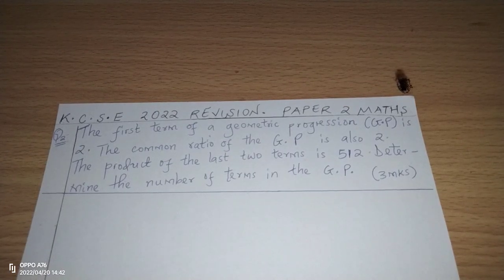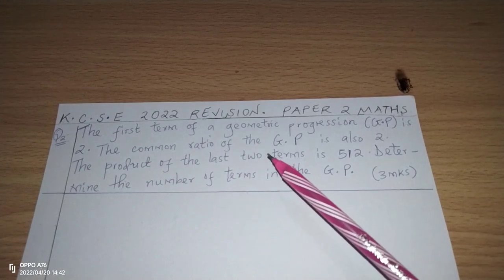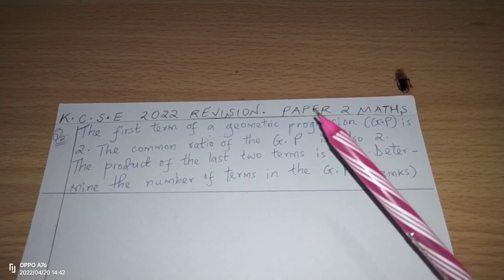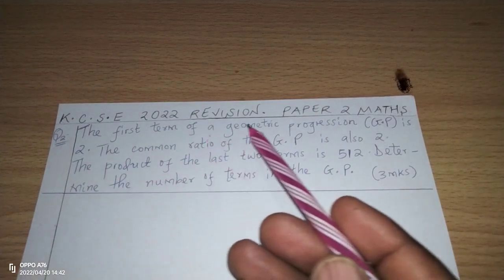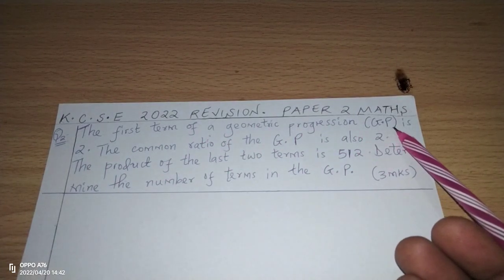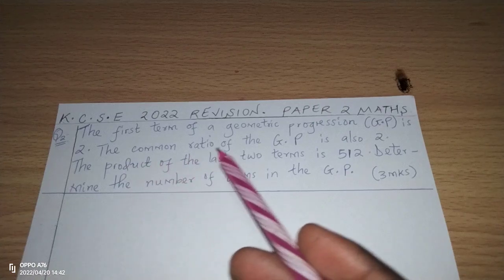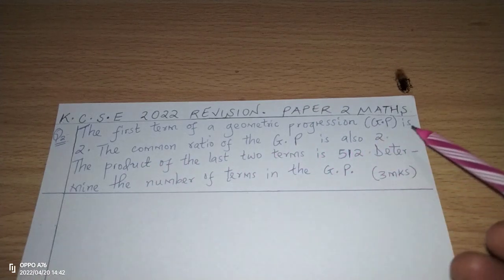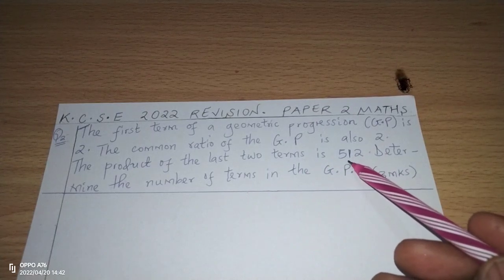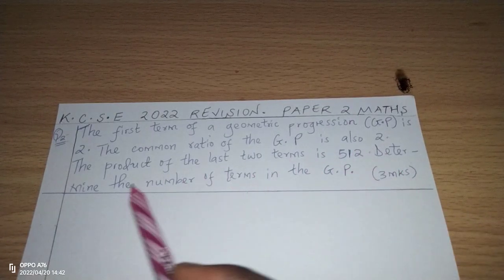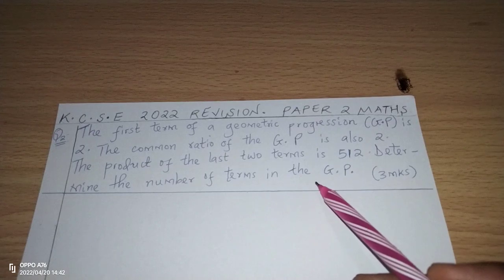Welcome to the mathematics lesson. We're going to revise the KCSE 2022 exam, Paper 2 Mathematics, Question 2. The question says, the first term of a geometric progression, GP, is 2. The common ratio of the GP is also 2. The product of the last two terms is 512. Determine the number of terms in the GP.